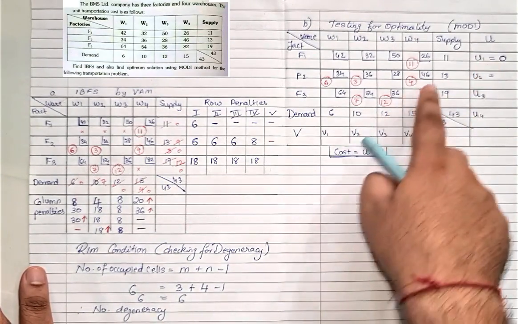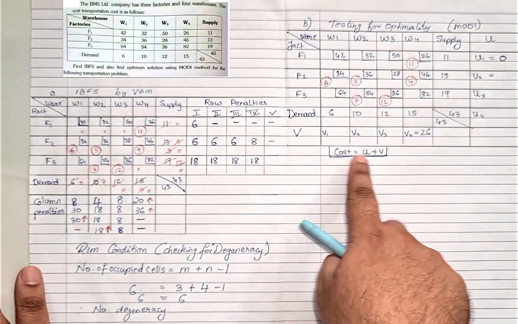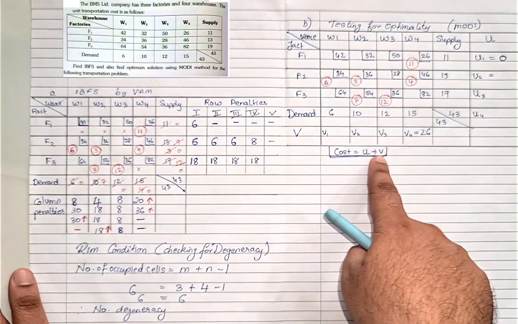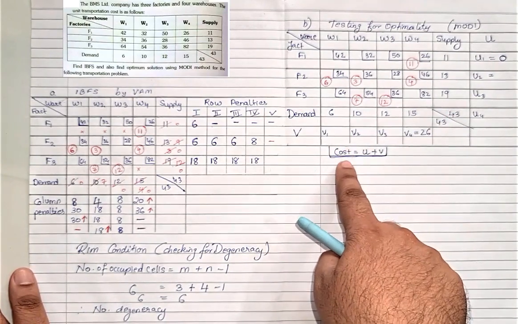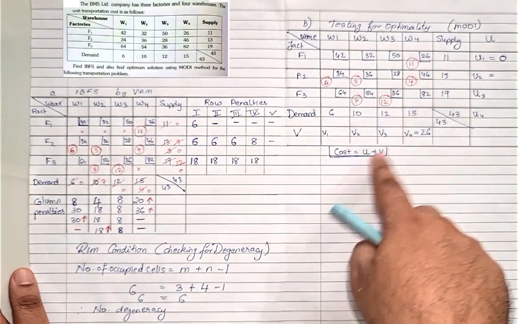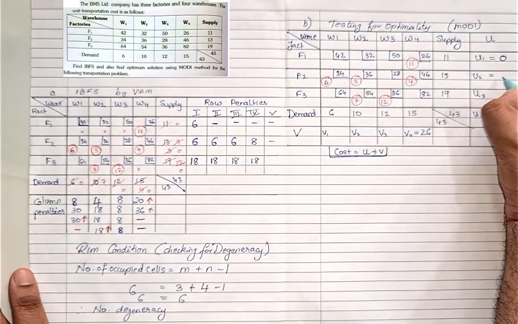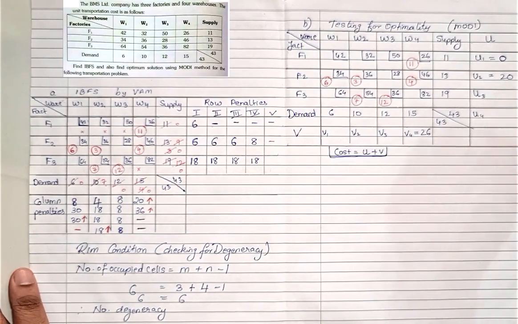So see again here, cost is 46. We need to find the value of U. V is 26. So plus 26 when it goes to the other side will become minus 26. So 46 minus 26 is 20. So my U2 value will be 20.